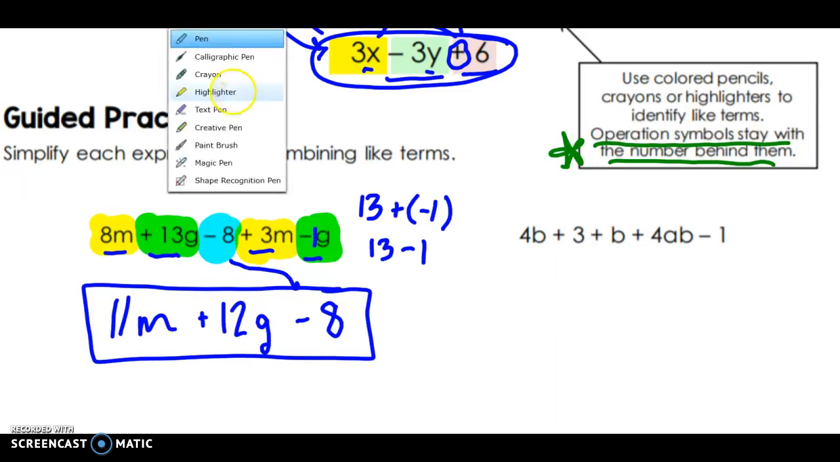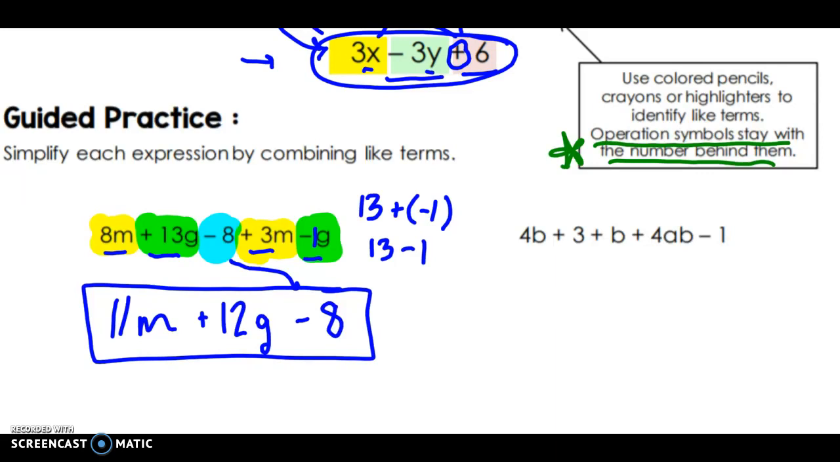Again, I'm still using my colors. I'm being very particular on how I'm highlighting them. I'm going to start and just color in that first term in the first color I have, which is 4B. And as I look across, I see here another B term. It's just a +B. Again, that plus sign needs to be highlighted. Be very particular and neat with that highlighting so you know it's attached.